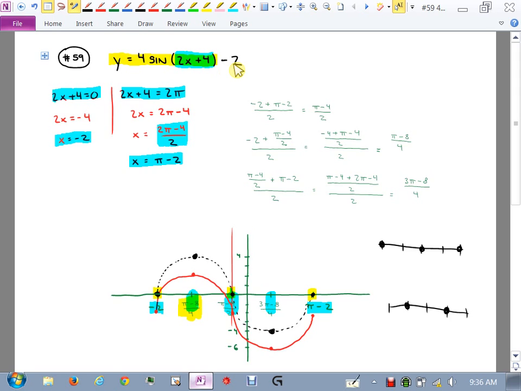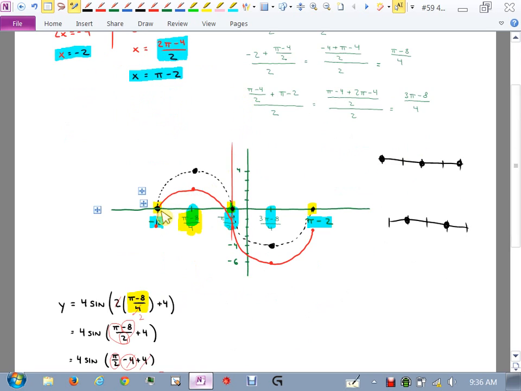I move every point down 2. So this point used to be at 0 on the y, so I bring it down 2 units to negative 2. This one used to be at 4. I bring it down 2 units, so now it's over here at y equals 2. This one used to be at 0. I bring it down 2.